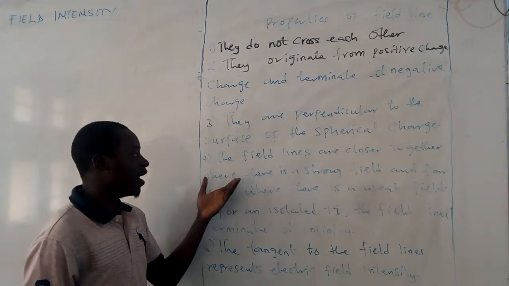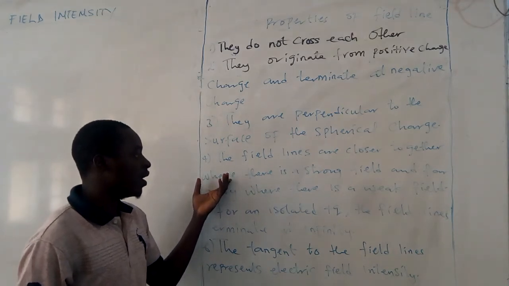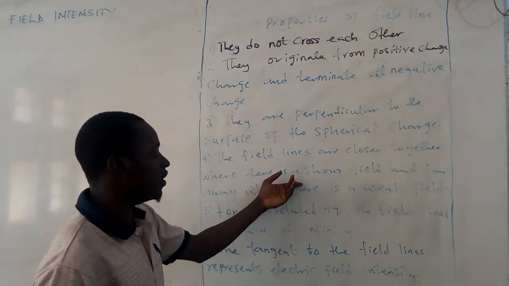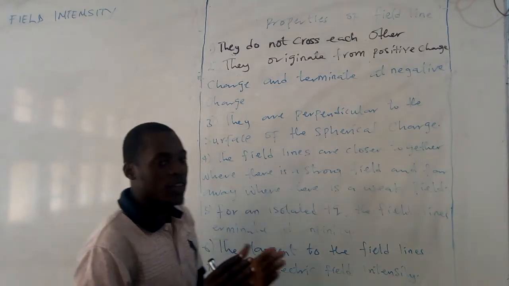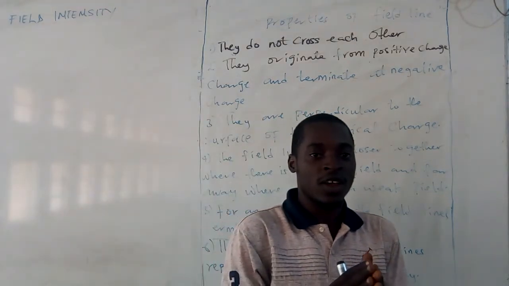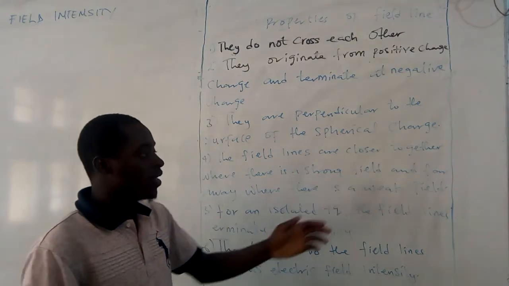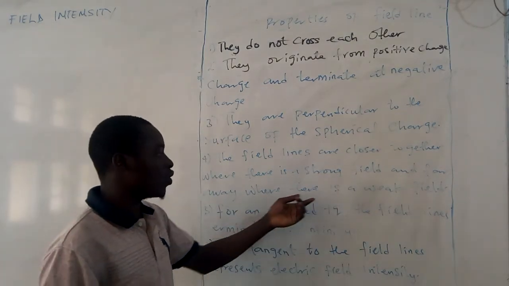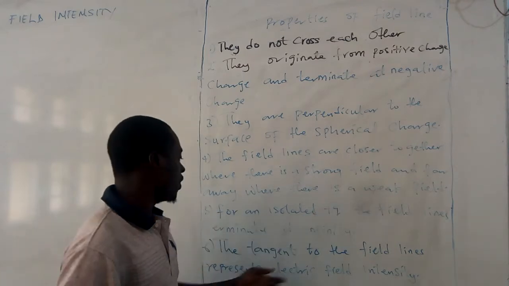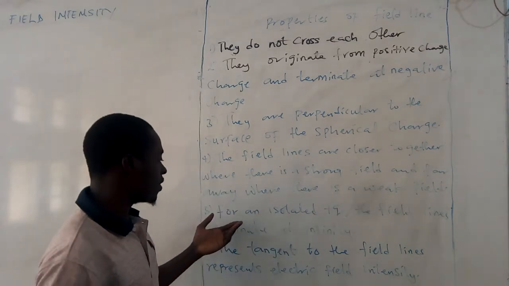Then the field lines are closer to each other where there is a strong field. So if the lines are closer to each other, we have a strong field, and when they are far from each other, we have a weak field, which we have explained earlier.